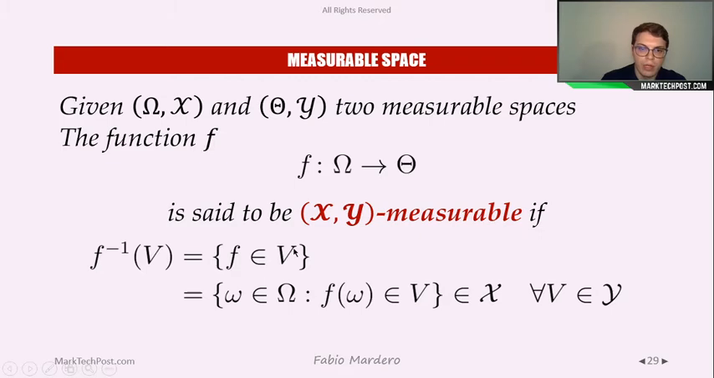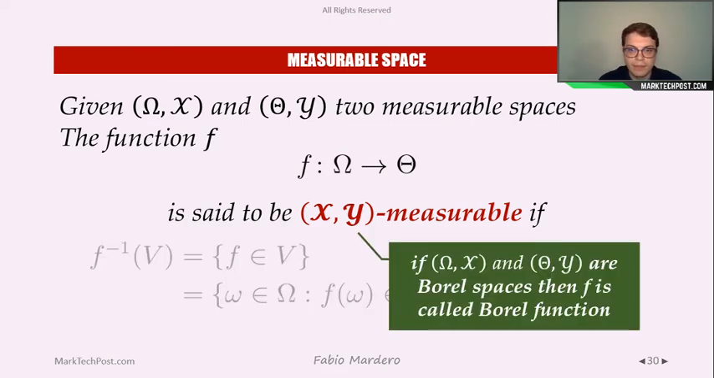So if we look at the y's, we could say we are able to come back and still stay in a sigma algebra. Of course, the sigma algebra in omega. Of course, we can take particular sigma algebras, the Borel sigma algebras. Then omega x and theta y would be Borel spaces. Then f will be simply called a Borel function.